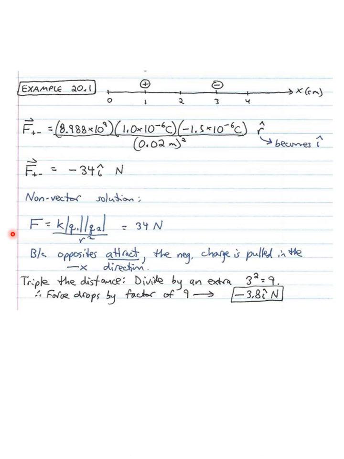The second question asks, what if you triple the distance? Well, if you triple the distance, you could go ahead and plug the numbers in and see what a calculator says. But I hope you can see that if you turn this from 0.02 meters to 0.06 meters, you're dividing by another 3 and then squared. So by tripling the distance, you're decreasing the force by a factor of 9. So that would be negative 3.8 i hat newtons.